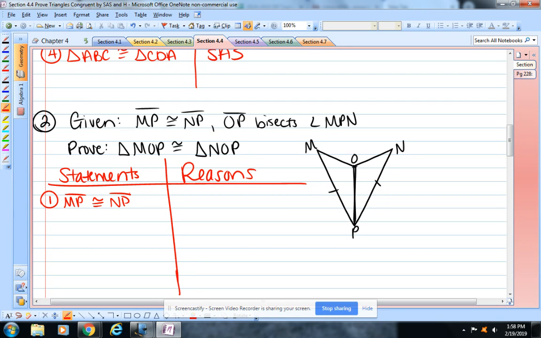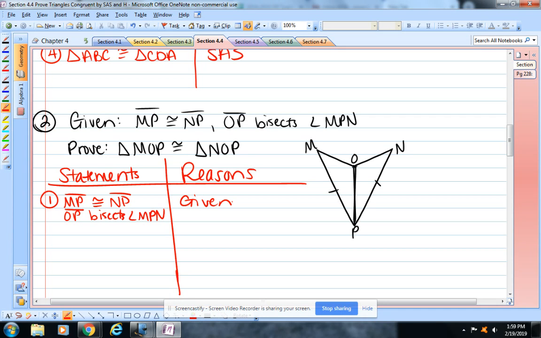And segment OP bisects angle MPN. Now, those two things are given to me. Now, what does that mean, that it bisects it? Well, it's an angle, so it's not really a point. OP bisects angle MPN. That's the bottom whole angle. So what does bisect mean? Cuts it into two equal pieces, right? So what can I say about these two little angles right here?